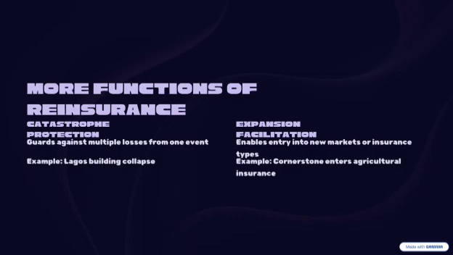Function number 4, expansion facilitation. Reinsurance allows insurers to enter new markets or offer new types of insurance. For example, when Cornerstone Insurance wanted to begin offering agricultural insurance to farmers in northern Nigeria, they partnered with reinsurers who had experience in this specialized field.